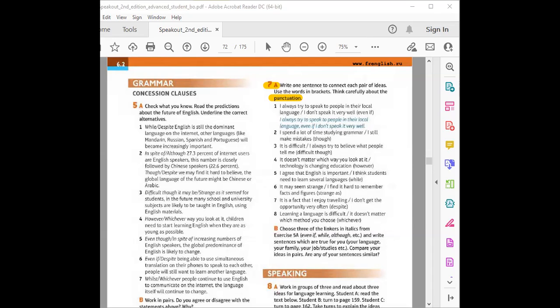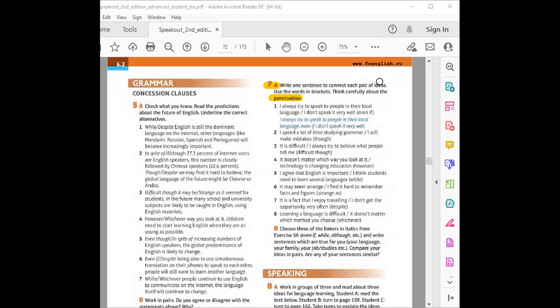And now 7. Who wants to do number 7? I'll try. Go ahead, please. I enjoy traveling despite the fact I don't get the opportunity very often. Yes, or you can say, despite the fact I enjoy traveling, comma, I don't get the opportunity very often. Both correct. And the last one, who wants to do it? I'll try. Go ahead, please. Learning a language is difficult, whichever method you choose. And that's a correct answer.